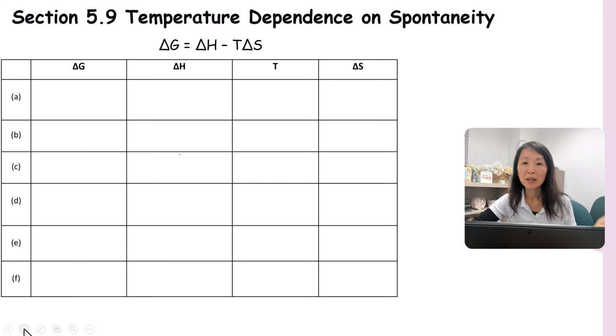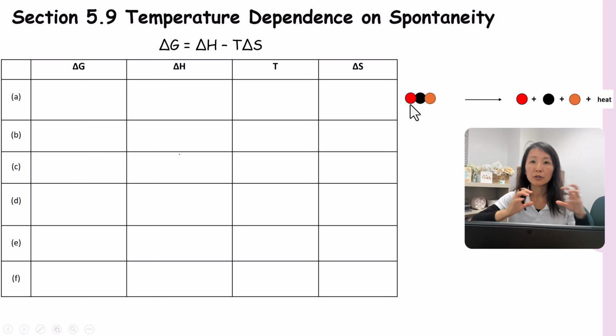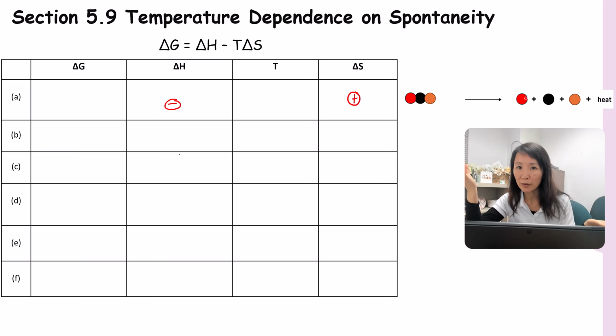Let's look at scenario A. In scenario A, we have one large molecule spreading out into 3 different molecules, and you also release heat. Knowing that you release heat, delta H would be an exothermic process, so it would have a negative value. Delta S, on the other hand, would have a positive value, because it's going into a more disordered state. You get 1 molecule, now you have 3 different molecules. I know this is a very oversimplified drawing, but just take it as it is.